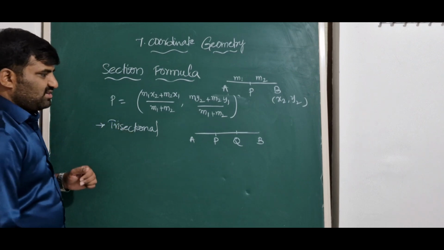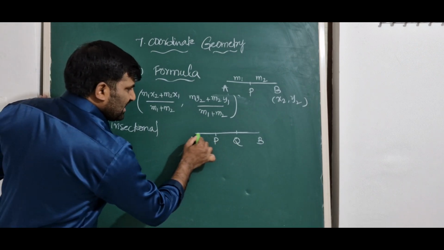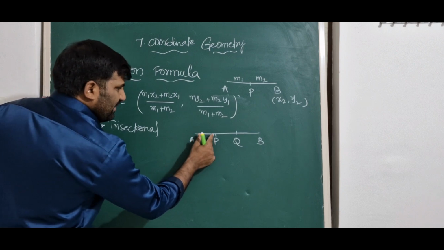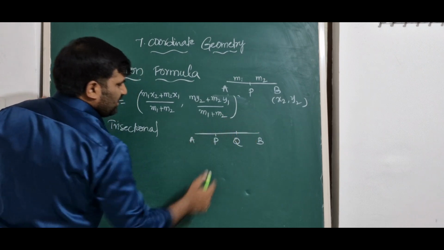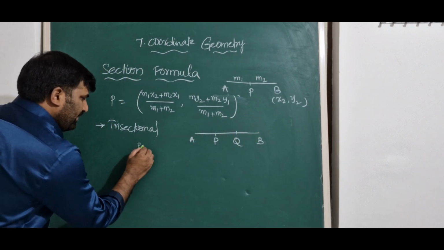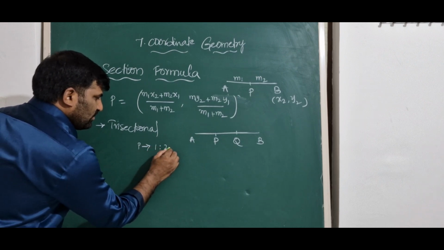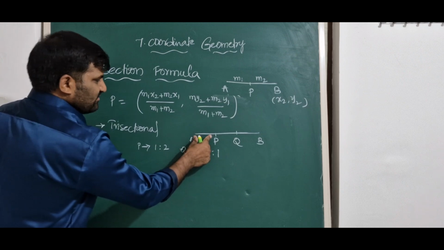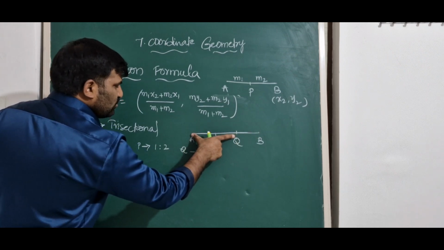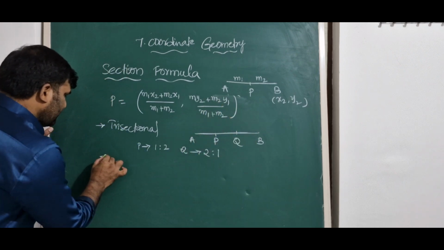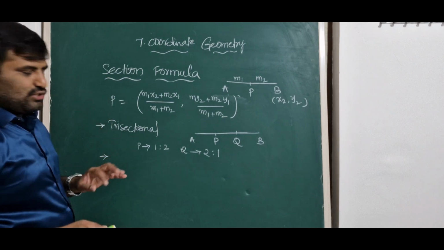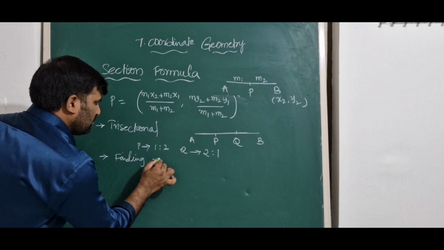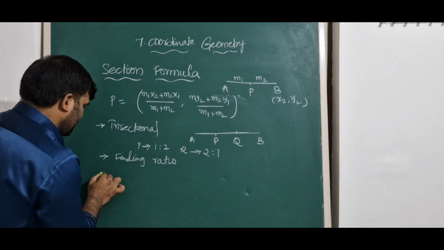So first one is trisection. Trisection is nothing but 2 points dividing the line segment into 3 equal parts. For this you can say AP is equal to PQ is equal to QB. For now, P divides AB in the ratio 1 is to 2, and Q divides AB in the ratio 2 is to 1, because this is one part, these are the 2 parts. These are the 2 parts and this is one part. Next question is finding the ratio. I will explain the question which is related to finding the ratio.